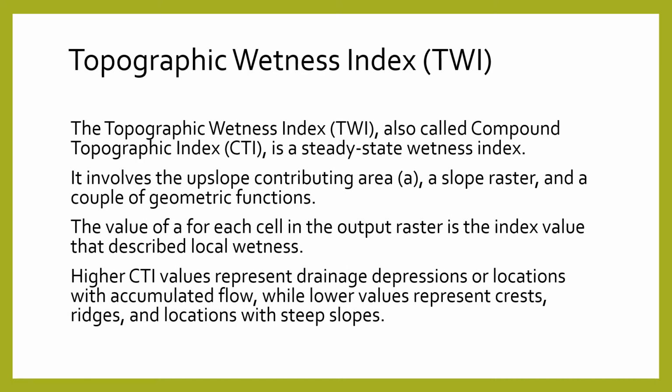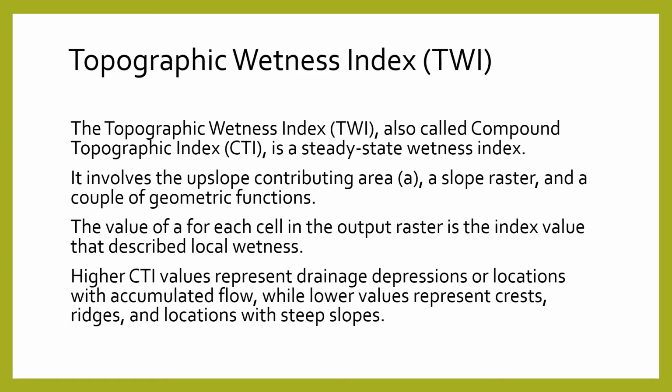The pinnacle, if you will, of a lot of this hydrology stuff, in my mind, is something called a Topographic Wetness Index, a TWI. It has other names. It is sometimes called a compound topographic index. But what it is, is a steady state wetness index. And it involves a couple of different things. The upslope contributing area, so that's pick a location and it finds all the area that drains to that point. And a slope raster, so that it knows the relative change in elevation, and a couple of geometric functions.